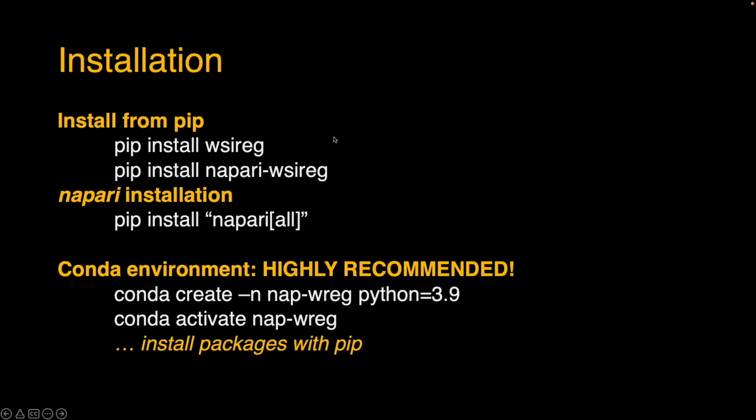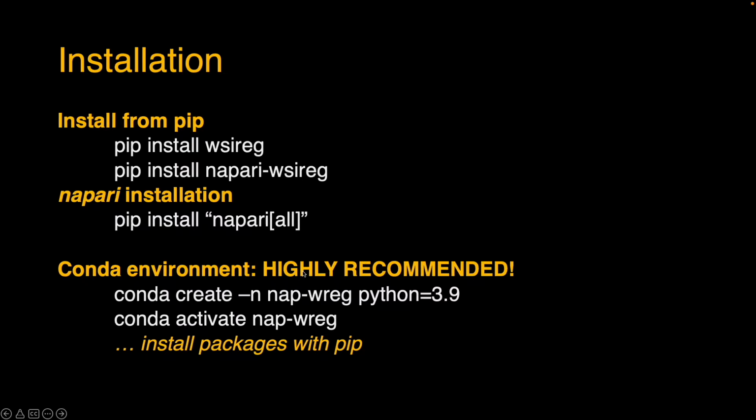For installation of wsireg and napari-wsireg, it's recommended to install them using pip, which will install them from PyPI, the package repository for Python. So you can do this with pip install wsireg and pip install napari-wsireg. In order to use napari-wsireg, you also have to install napari, so you can use pip install napari all. If you need more help with this, look up how to install Napari. They have a really nice documentation page that explains all of these aspects.